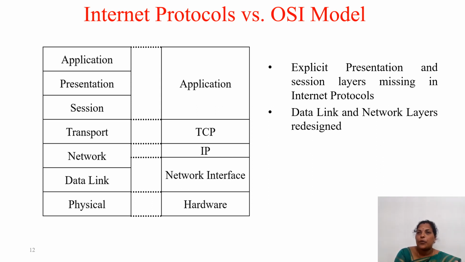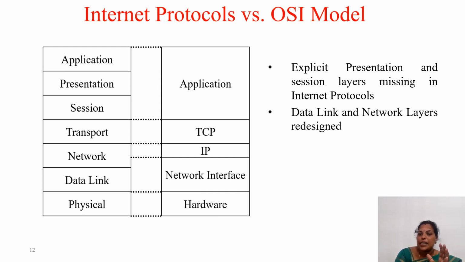Then, I already told you there is a difference between the ISO-OSI model and the internet protocols. Here you see all these 7 layers, but now we do not have all these 7 layers. The physical layer we call the hardware layer, the data link layer we call the network interface, and the transport and network layers we call TCP and IP. Then we have the application. Application, presentation and session are merged into application, and transport and network are TCP/IP, then data link is network interface, then physical is the hardware.